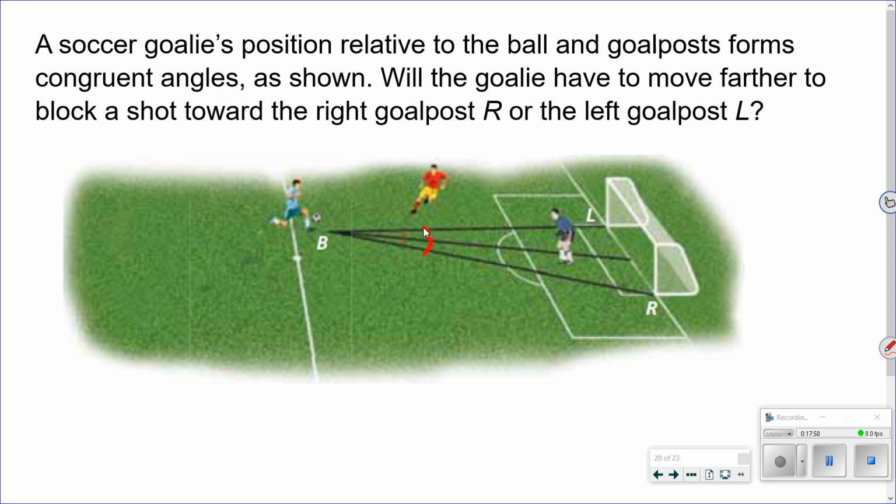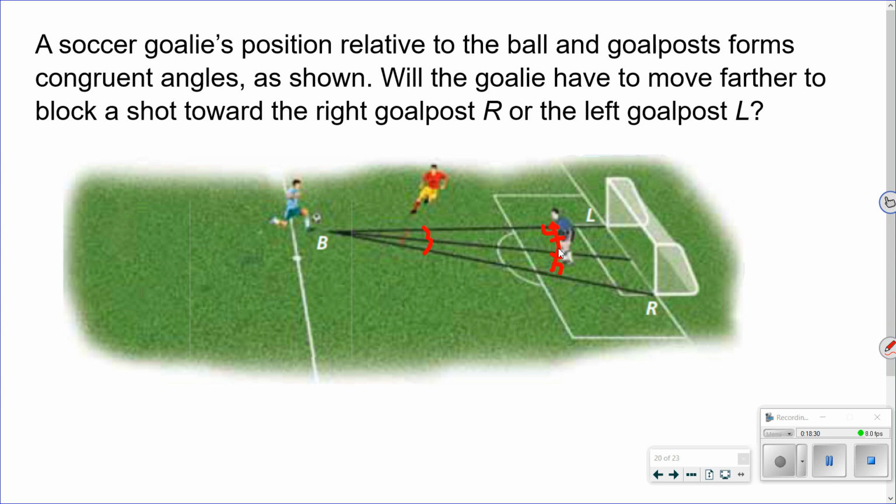Will the goalie have to move further back? Will the goalie have to move farther to block a shot toward the right goalpost R or towards the left goalpost L? Since that's an angle bisector, we know the distance from the goalie to the left goalpost that way, right? That perpendicular distance and that perpendicular distance have to be the same, like those are equal to each other. So the answer would be the same. You'd have to move the same distance going right or left.